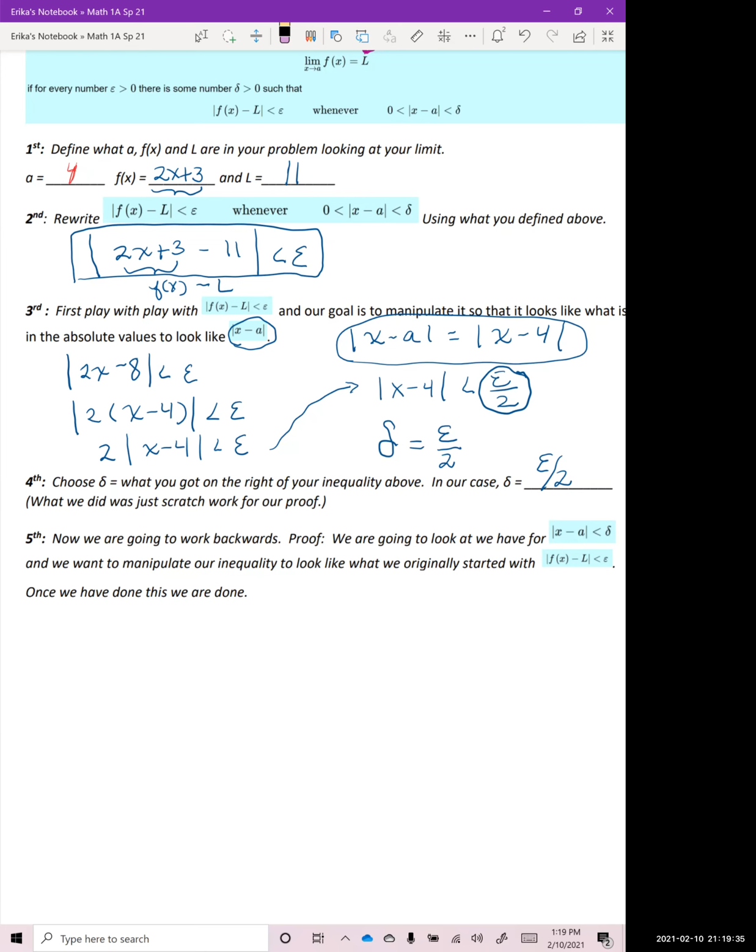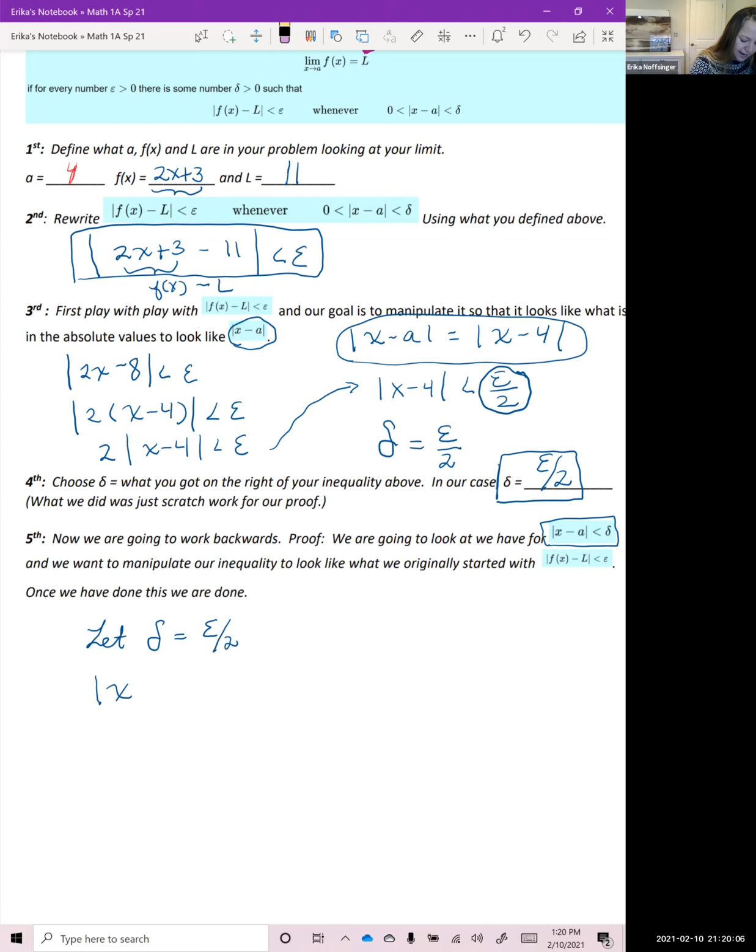Okay, so really what we just did with those first 4 steps was kind of working backwards on our proof. So now that we have what delta is, we're going to do the proof. We're going to let delta equal epsilon divided by 2. And since that's the case, we're going to rewrite the absolute value of x minus a. In our case, a is 4, so the absolute value of x minus 4 is less than delta, the delta we chose to be epsilon over 2.